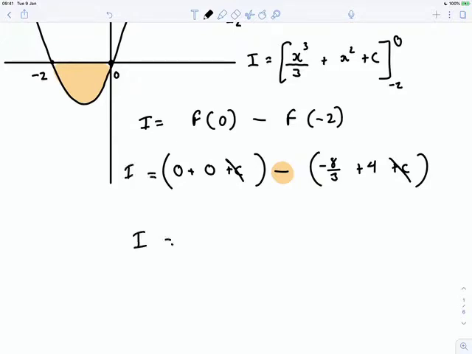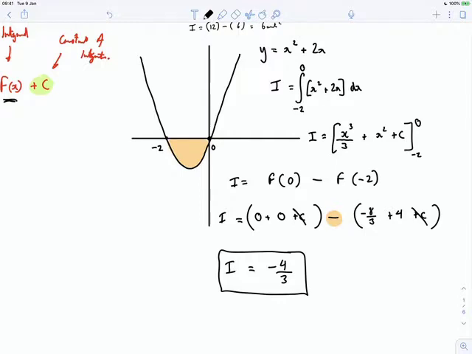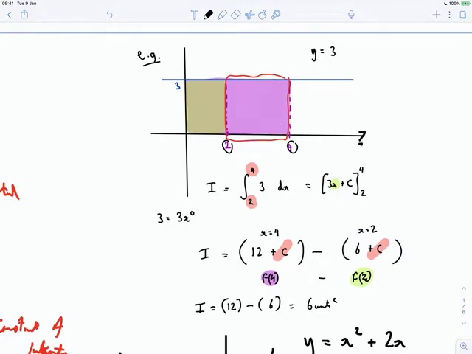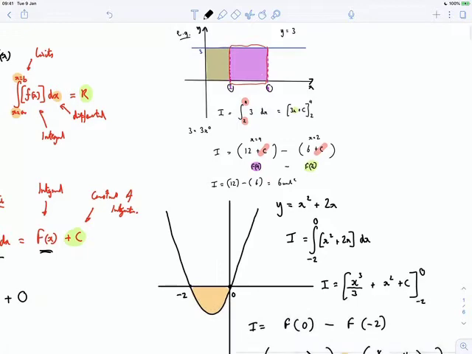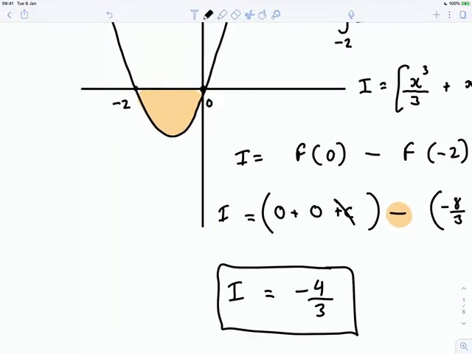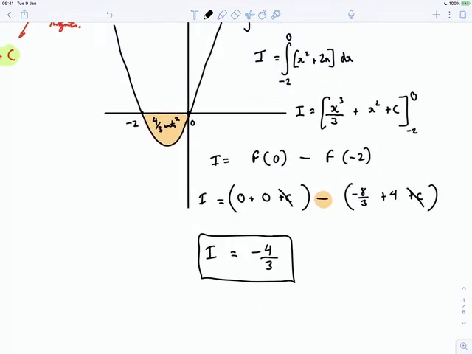So then we get I is negative 4 thirds. Okay, now here's the problem. What does it mean if your integral spits out a negative number? Well, we've just seen what happens when it spits out a positive number. It's when the area is above the x-axis. But when it's below the x-axis like this, you're going to get a negative result. So in actual fact, the area of this thing is just 4 thirds units squared. But if you just do the integral blindly without thinking, you're going to get a negative result.